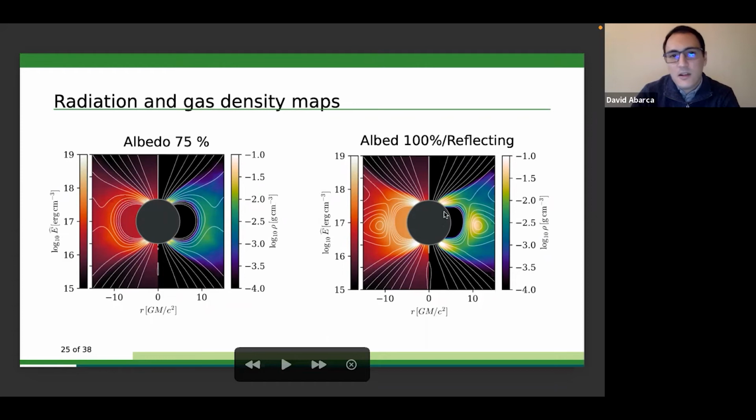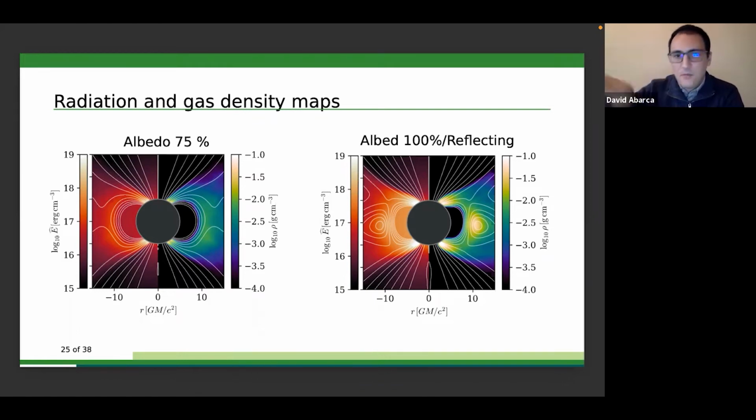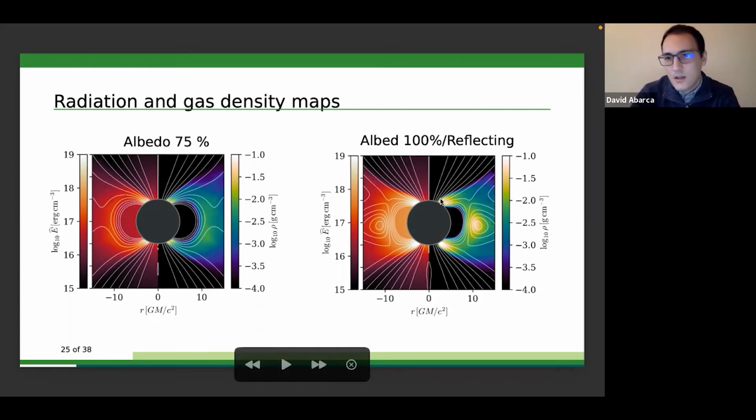And then this reflecting one, in this case, actually doesn't run as long because I sort of redid the simulations and I'm still computing some things, but basically you see that now it's much brighter. The accretion column is totally radiation dominated.